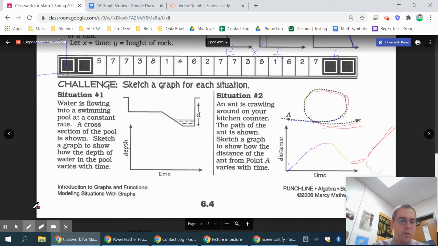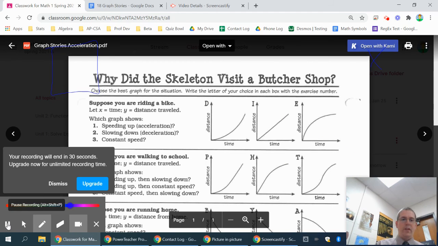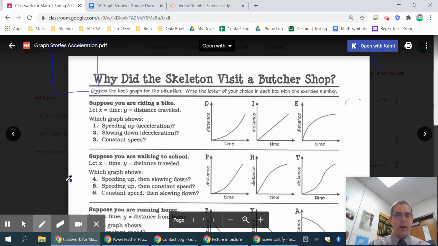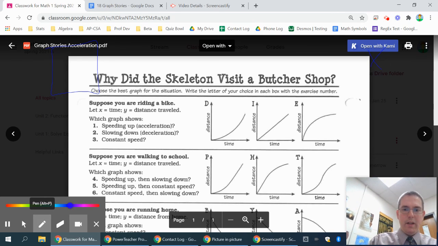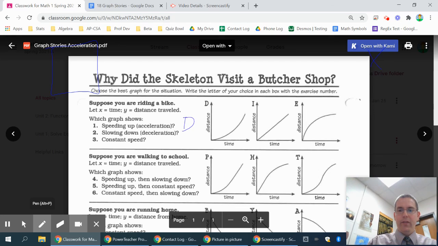Hopefully this helps you on this one, and we'll try 1 or 2 from the other worksheet if we have time. So these involve acceleration. So basically what you're going to see is if the graph is getting steeper, it's speeding up. So on this one for graph D, it's getting steeper, that's acceleration. If it's slowing down, if it's getting less steep, that's deceleration. And then if it's a constant speed, a straight line, that's like that. So that gives you the idea. That one is pretty much straight out of your notes.